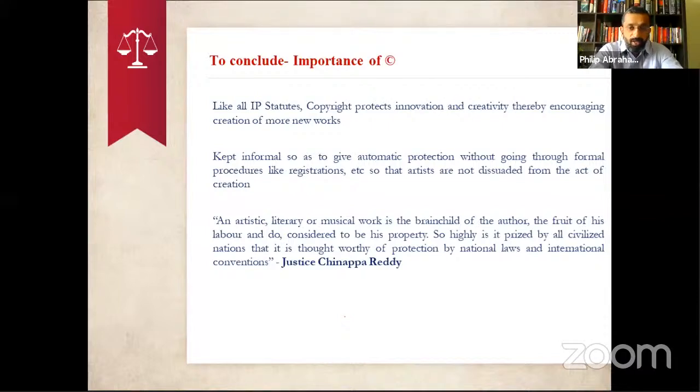In the words of Justice Chinnappa Reddy, an artistic, literary, or musical work is the brainchild of the author, the fruit of his labor, and is considered to be his property. So highly is it prized by all civilized nations that it is thought worthy of protection by national laws and international conventions. So this copyright law that gives protection to the author as soon as the work is created is not just special to India. It is by an international convention. So it is true for all countries who are party to that convention.